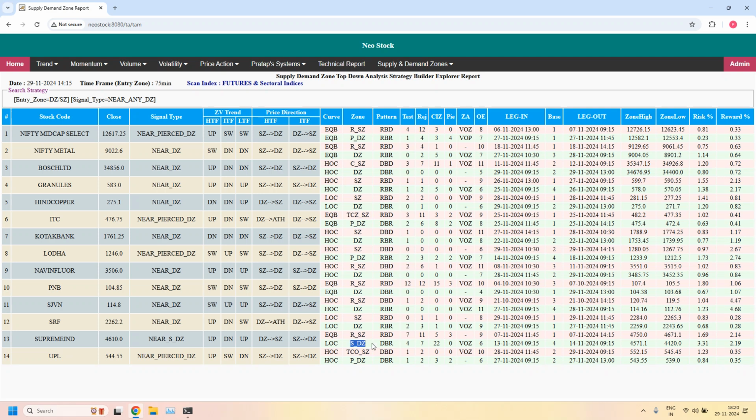Okay, we have only one stock filtered, Supreme Industries. This is again a newly added stock into the F&O segment. That's it. We have identified only one daily high liquidity demand zone from this list.